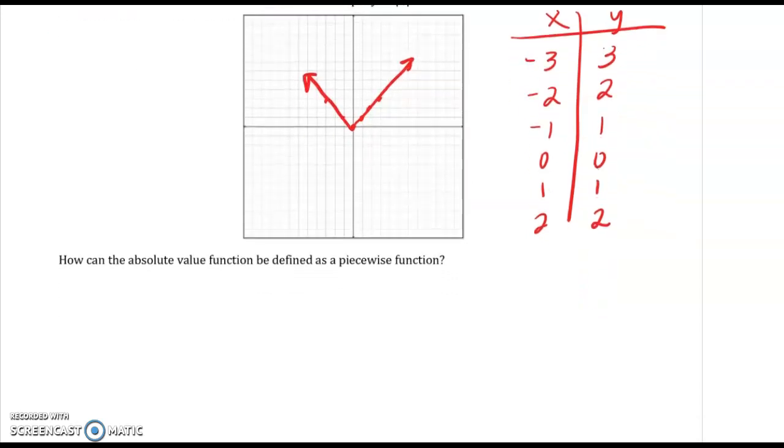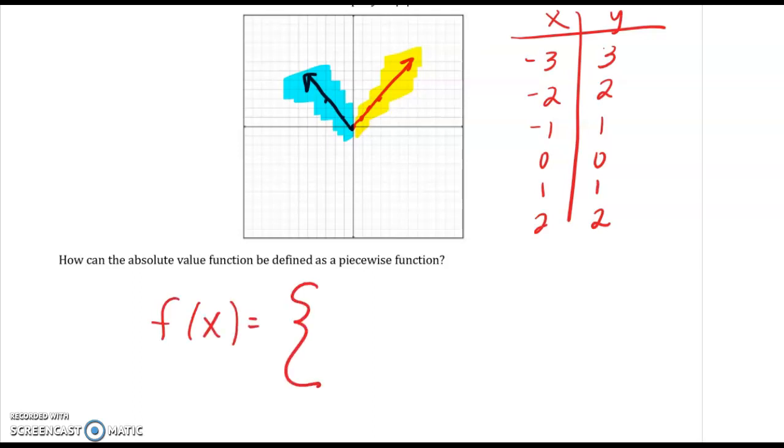How would you define that as piecewise? Look, there's one part here that's a line, and then there is one part here that's a line. So basically, how would we write this as 2 separate lines? Well, we would do this big squiggle. Well, this line has a slope of 1 and a y-intercept of 0. And this line has a slope of negative 1 and a y-intercept of 0.